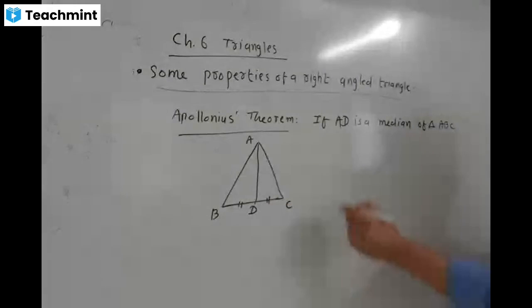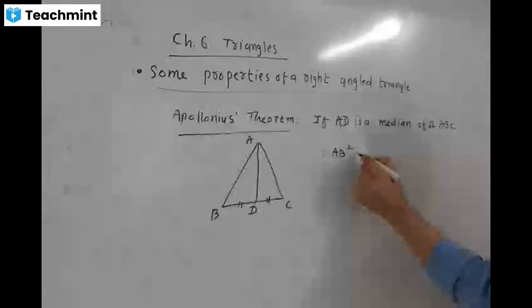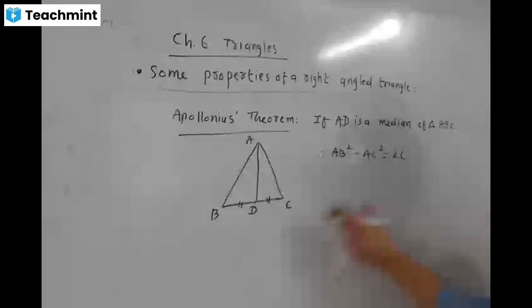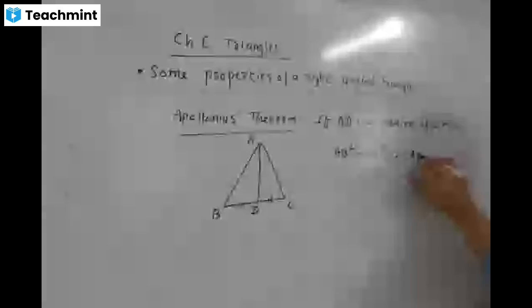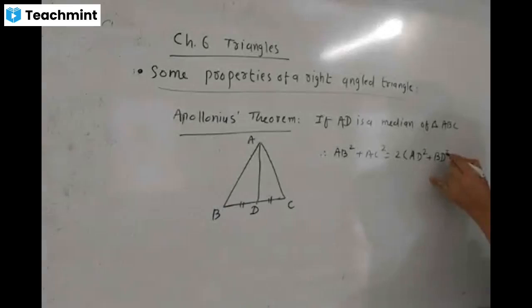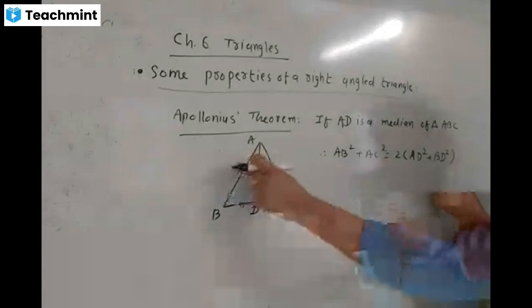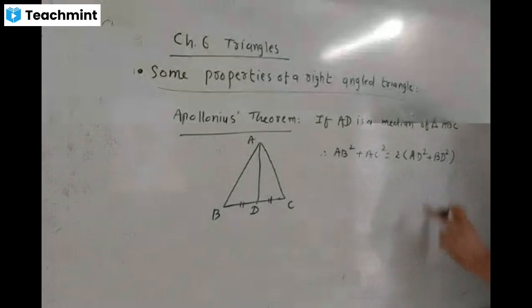Therefore the formula of the Apollonius theorem: AB square plus AC square is equal to 2 times AD square plus BD square. Either BD square, or in its place we can also write DC square. AB square plus AC square is equal to 2 times AD square plus BD square.